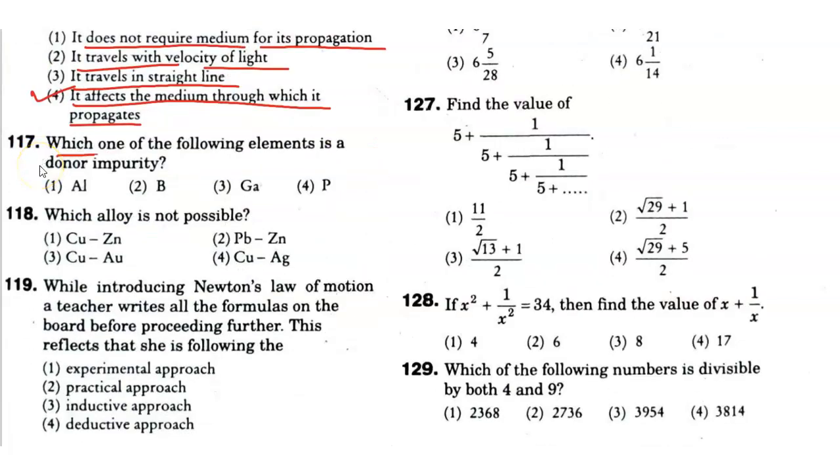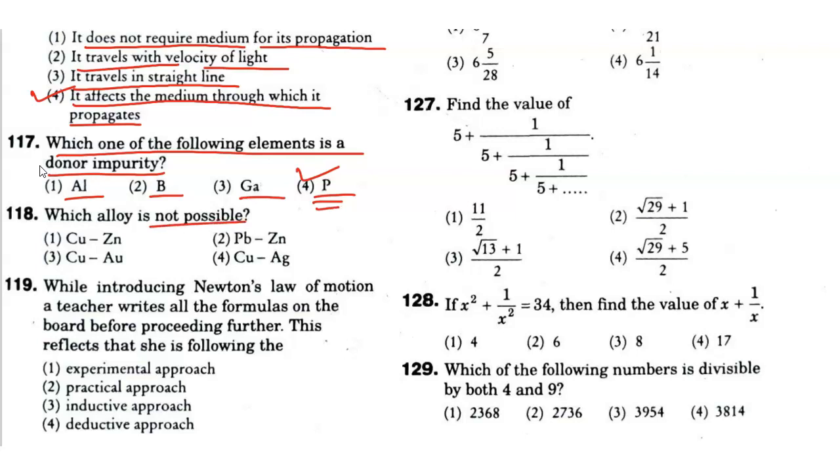Next is, which of the following elements is a donor impurity? Aluminium, boron, gallium, and phosphorus. The correct answer is option 4. Donor impurities donate their extra valence electron to the semiconductor conduction band, providing excess electrons to the intrinsic semiconductor. So that's why phosphorus is the correct answer.